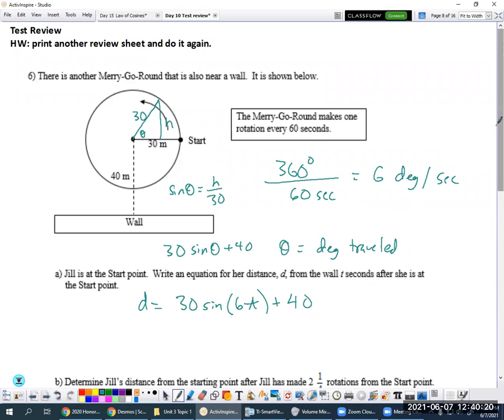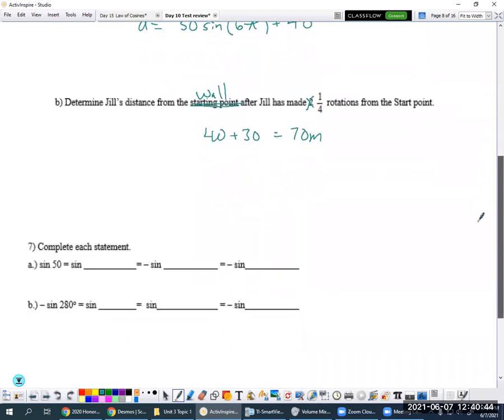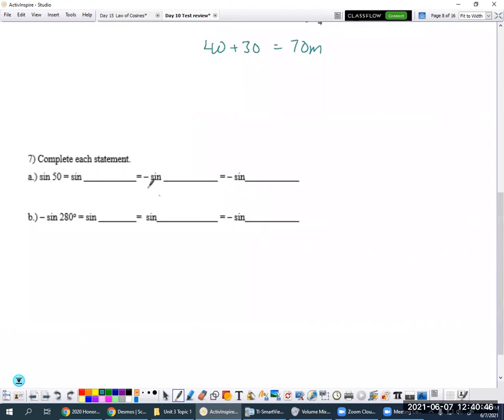So if we want to know, there's a typo here. It shouldn't be from the starting point. It should be from the wall. And 2 1/4 rotations is just going to be coterminal to a quarter. And so because 2 1/4 is the same as 1/4, it's just going to be 40 plus 30, which is 70. And I apologize for that typo. It's a little confusing.